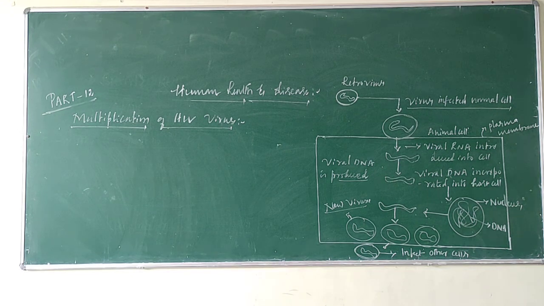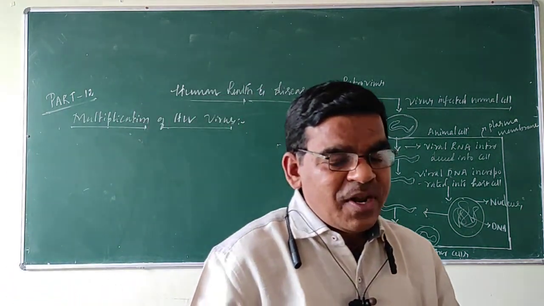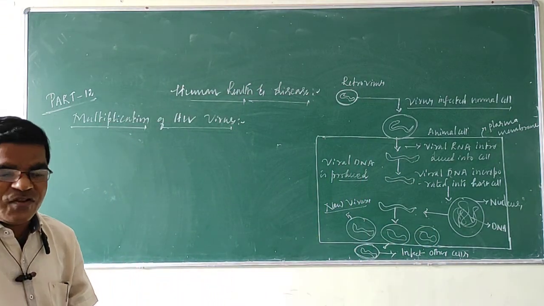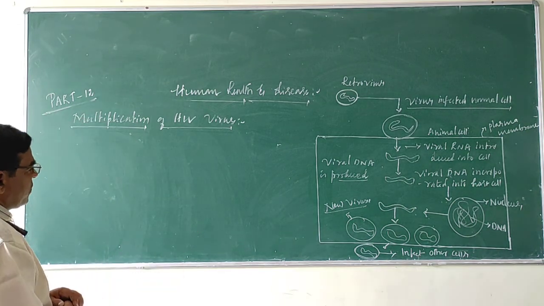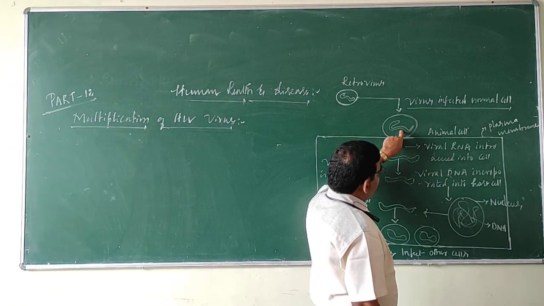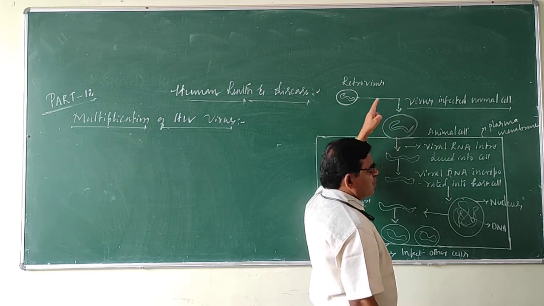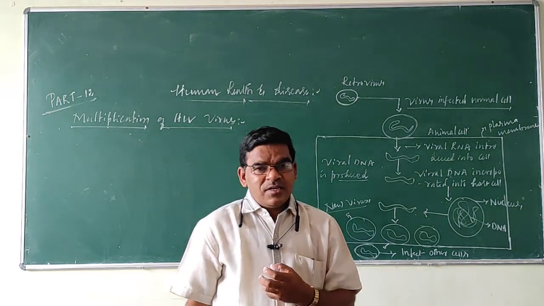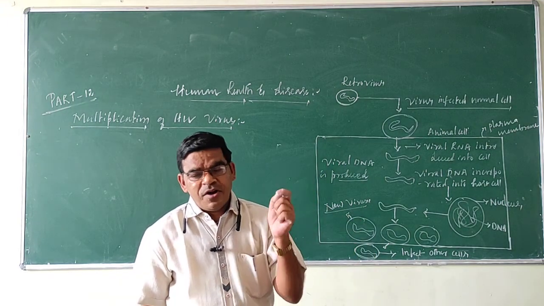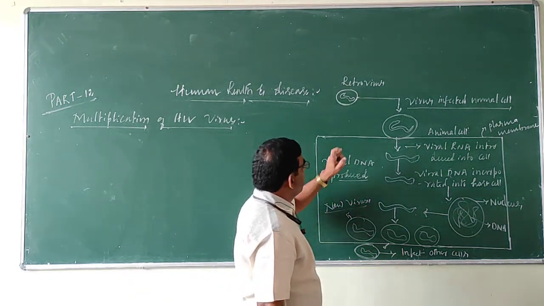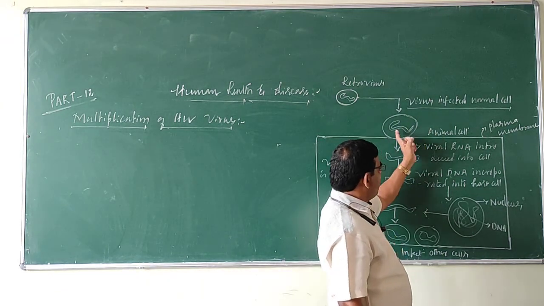See, how exactly can the HIV virus multiply in the host cell? What is the mechanism? What exactly happens during the multiplication of HIV virus? This is a retrovirus. We already know what retroviruses are: a group of viruses that convert RNA into DNA in the presence of the reverse transcriptase enzyme. These retroviruses infect the normal cell.